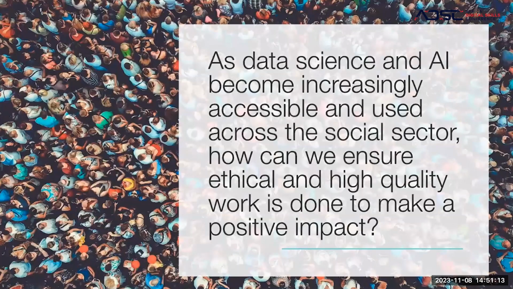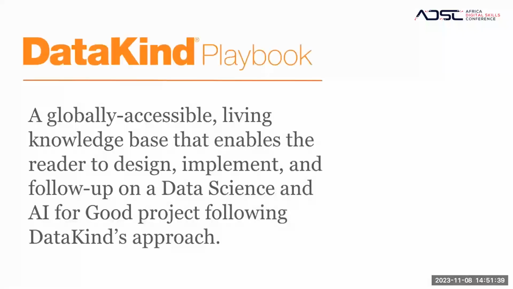As data science and AI become increasingly accessible and used across the social sector, we're wondering at DataKind, how can we ensure that ethical and high-quality work is done to make a positive impact? What have we learned about using data science and AI for social good over the last decade? And how can we make that information accessible to everyone and usable by all in the information age? And this caused us to build the DataKind playbook so that all our lessons learned from our failures and successes can be codified for use on future projects.